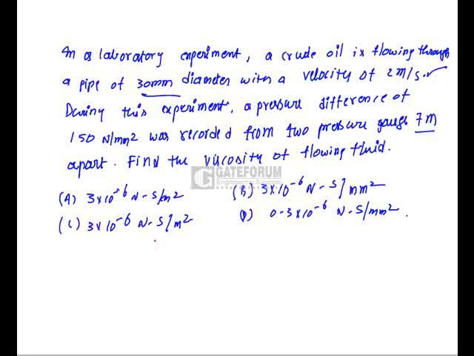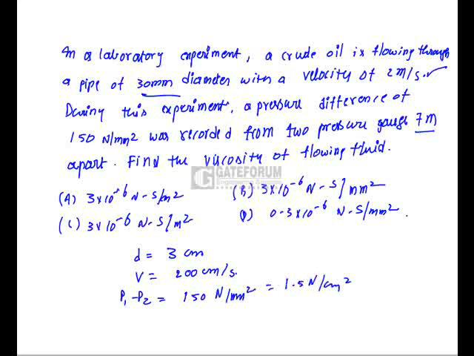So we will convert the entire thing into a single uniform unit, that is, into centimeters. D is given as 30 millimeters, D is equal to 3 centimeters. We can take V is equal to 2 meters per second, that is 200 centimeters per second. P1 minus P2, pressure difference, is given as 150 Newton per millimeter square, that is equal to 1.5 Newton per centimeter square. The distance between the two gauges is given as 7 meters, that is equal to 700 centimeters.